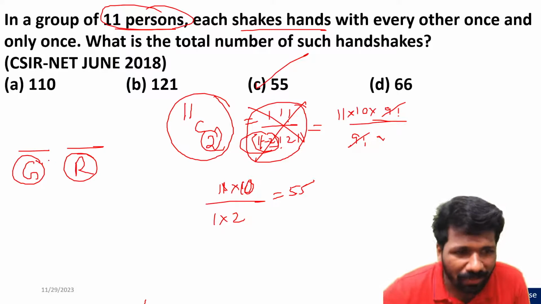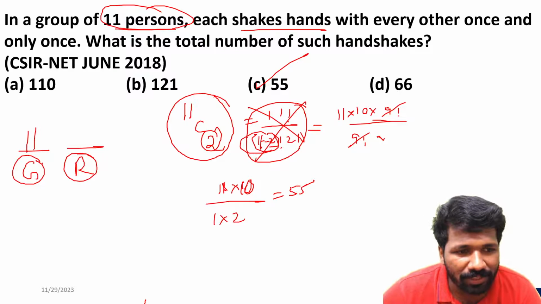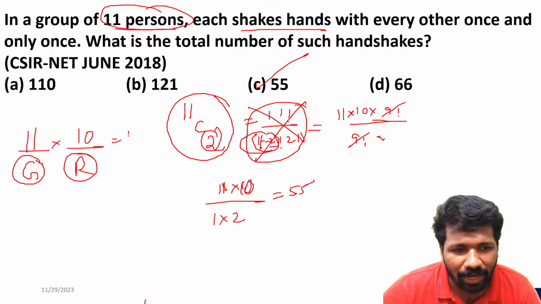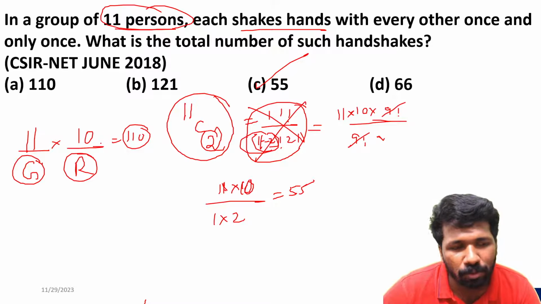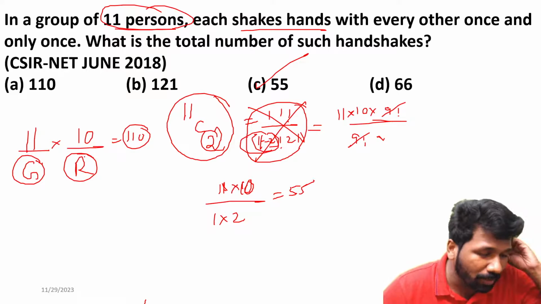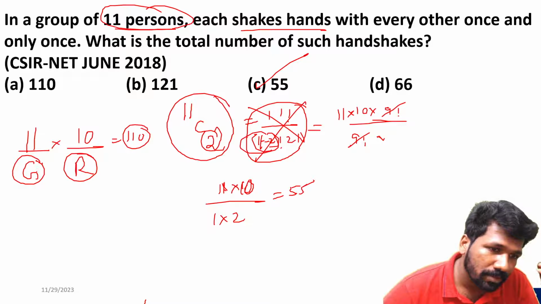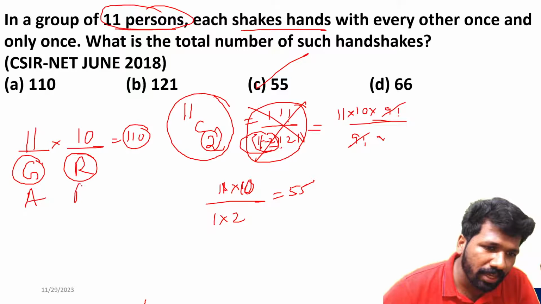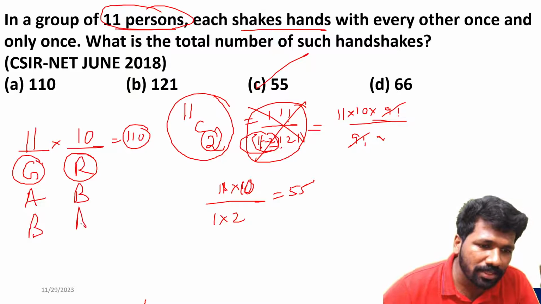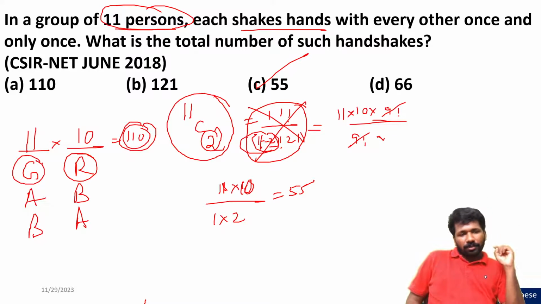So how many ways can the giver be chosen? 11 ways. How many ways can the receiver be chosen? 10 ways only. So 11 into 10, 110 shake hands would have been possible. But with 110 shake hands, what is the problem? In this, A giver, B receiver, and B giver, A receiver, both are counted in this 110. Na? Are you getting the point?